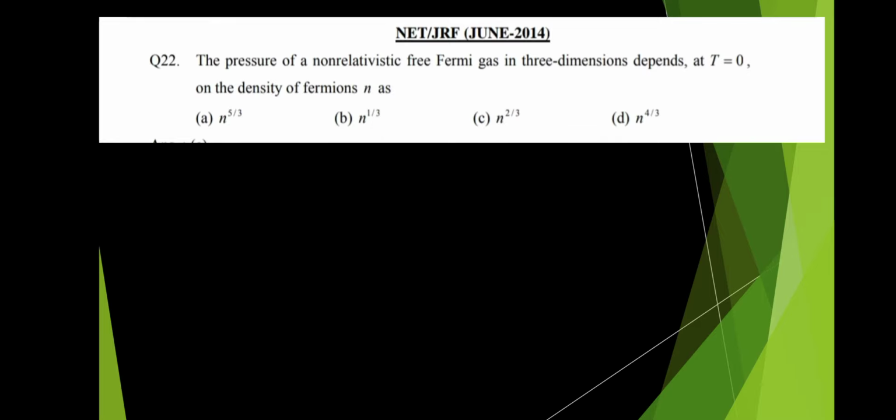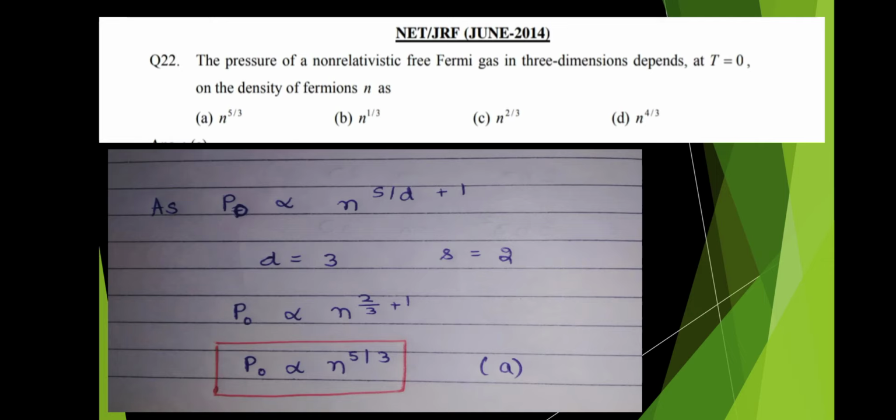Now this question, the pressure of a non-relativistic free Fermi gas in three dimensions. So non-relativistic free Fermi gas, so S is equal to 2, 3 dimension, D is equal to 3. Now they are asking pressure at T is equal to 0. Pressure at T is equal to 0 is called zero point pressure, just like energy at T is equal to 0 is called zero point energy.